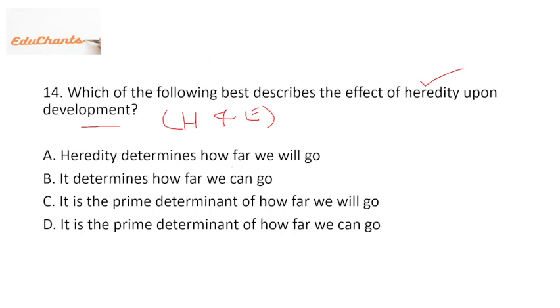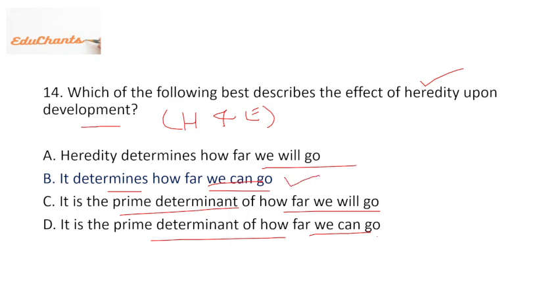Heredity determines how far we will go. It determines how far we can go. It is the prime determinant of how far we can go. So the answer would be B. Why? It determines how far we can go.